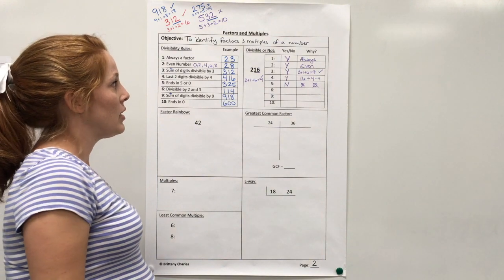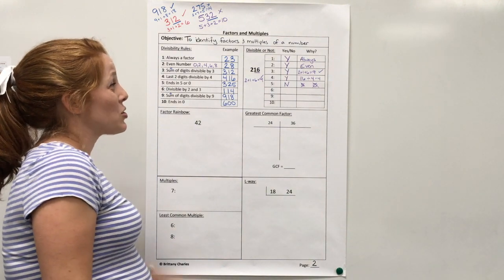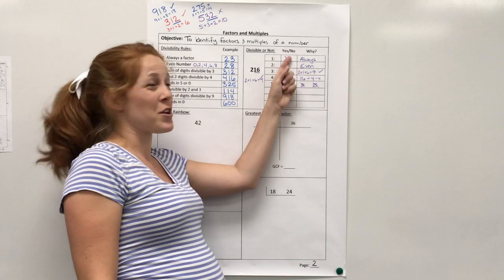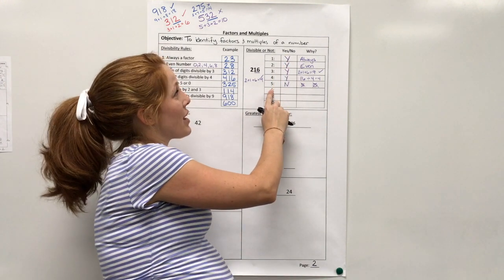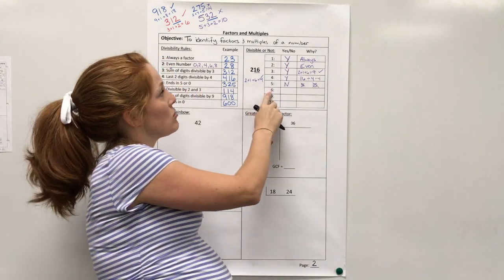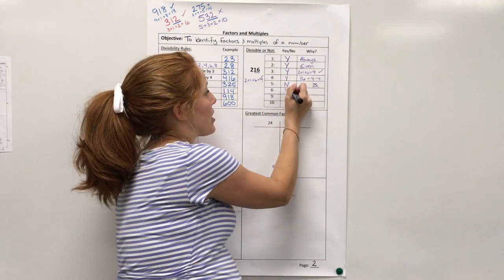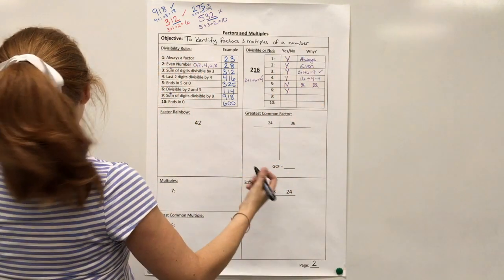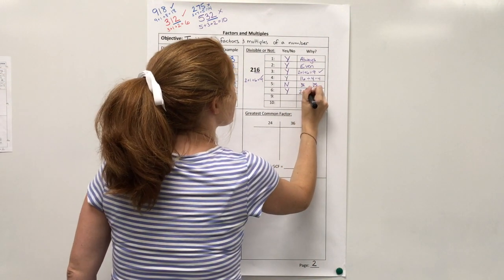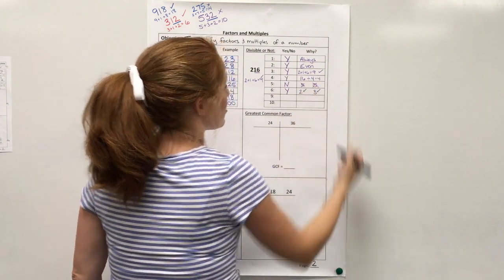Okay? Next, I look at 6. Well, it's actually pretty easy if I've already filled out the chart, because all I have to do is look back at 2 and 3. 2 was a yes, 3 was a yes. So I know that this is also a yes because 2 and 3 both worked. So there's my reasoning.